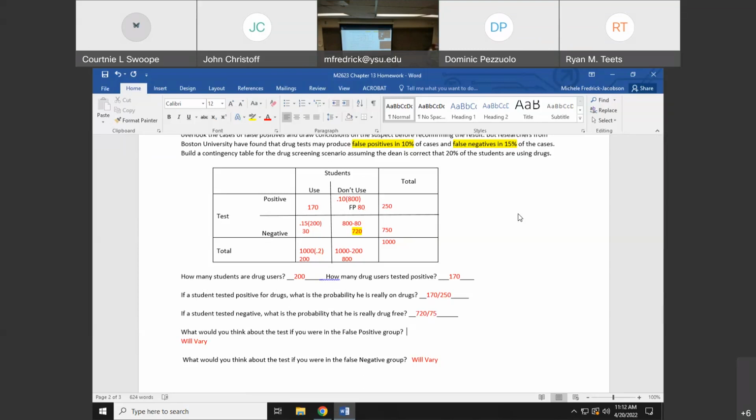Oh, I think it was even in the story. Yeah, 10%. So 10% of the people are going to be pretty upset, right? Because you could get expelled. Hopefully they would look at other things and maybe do another kind of test, but those 80 students should be pretty angry. How about the false negative group? Yeah, they'd be happy that they got away with it. But just write a few sentences about it. But is there any questions on false positive and false negative?